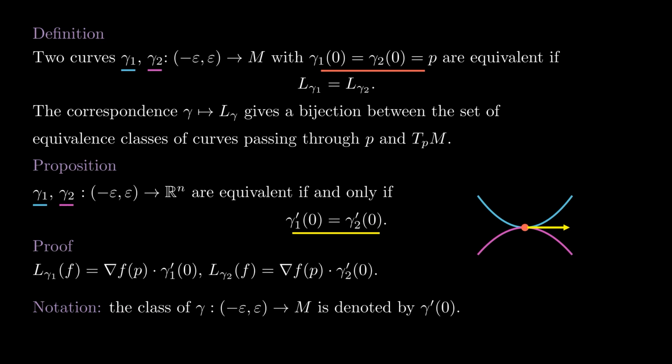Because of this, when gamma is a curve in a manifold, we denote its equivalence class by gamma prime of 0. Following this approach, TPM is called the tangent space to M at P, and its elements are called the tangent vectors to M at P.